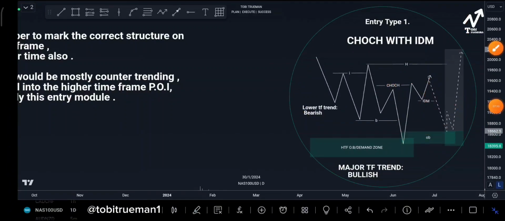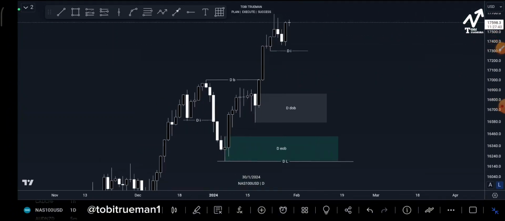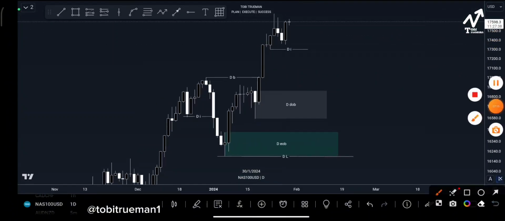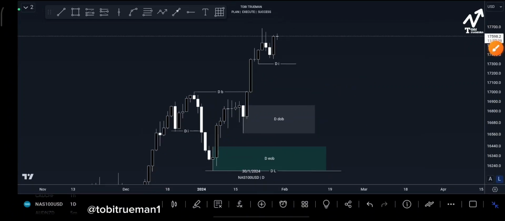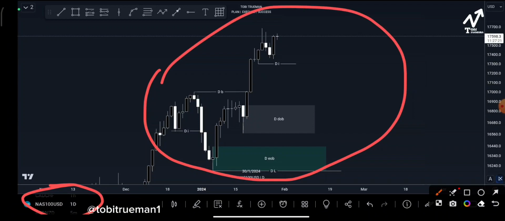so we'll be looking at an example. Just like in this point now, you see what price is doing. This is the daily time frame on NAS 100. I already marked out the structure. This is the structure, meaning the higher time frame is bullish, right? Then I'll be able to identify this as my point of inducement.